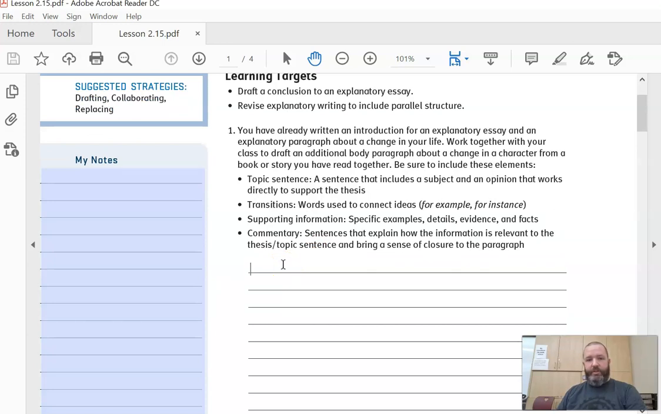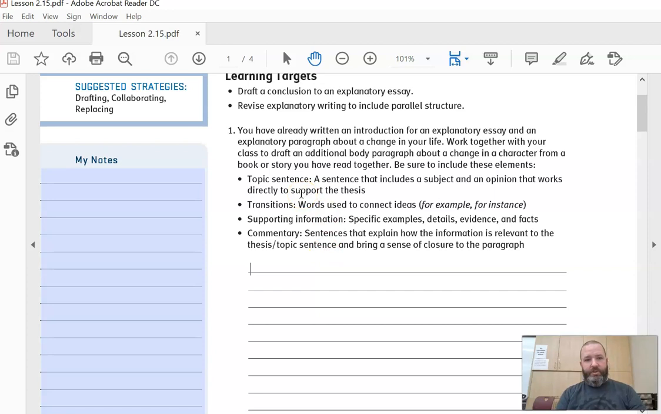And usually we write it together, but in this case, since you guys are not with me, I will kind of talk my way through how I'm thinking about this paragraph. If you want to use my paragraph, super. If you want to make one similar, that's fine. Or if you want to go a little bit different direction, that's fine as well. But since that's the book that we just recently read, let's use that one.